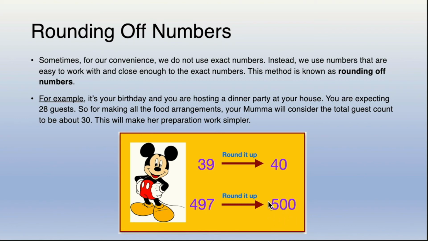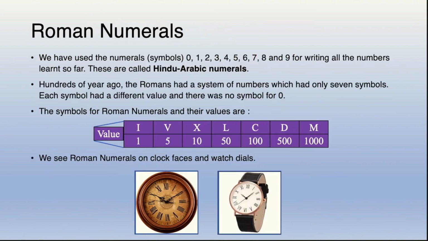So 500 is very much near to the actual number. It is easier to work with 500 rather than 497. So these numbers are easier to deal with when making calculations as compared to these numbers.